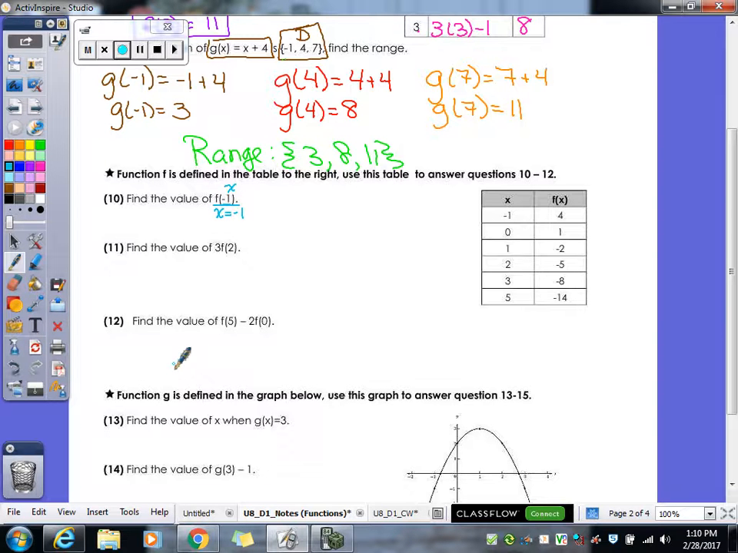So if we go over to our table to where x is -1, what's our answer? 4. So you don't have to calculate anything. They've done all the calculations for you. You're just looking for the correct answer.